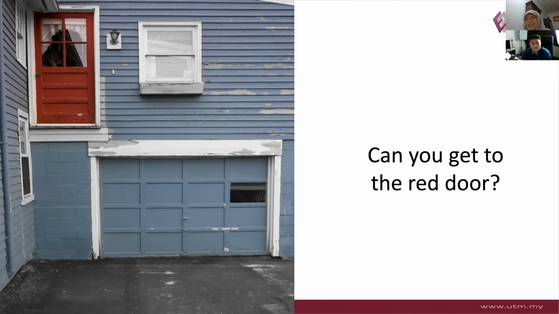So yes, you can fly there if you can, okay? But a normal person will not be able to get to the red door. So how can we get to that red door? Any ideas? Put a ladder. Yes, put a ladder. Okay, very good. We can build stairs. Climb the window. I don't think I can climb the window and get there either. Okay, become a Spider-Man.